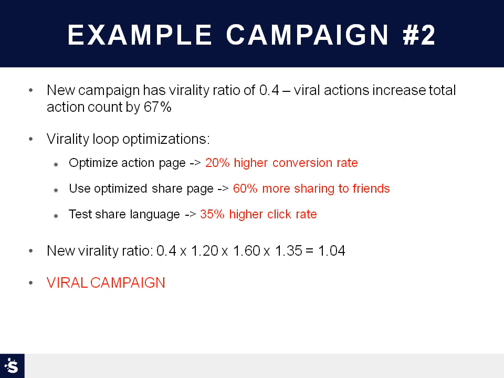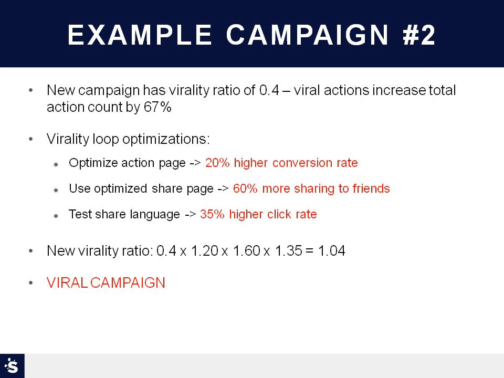We are definitely going to give you some more concrete examples. And I'm not going to go in depth through this second example campaign. But what you can see here is that if you start with a campaign that from the start is more viral, instead of having a virality ratio of 0.1, you have 0.4. By doing those optimizations, you can actually turn something that's sub-viral into a viral campaign by increasing that virality ratio above 1.